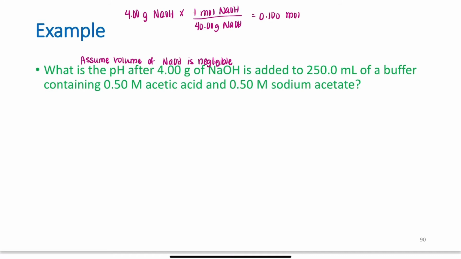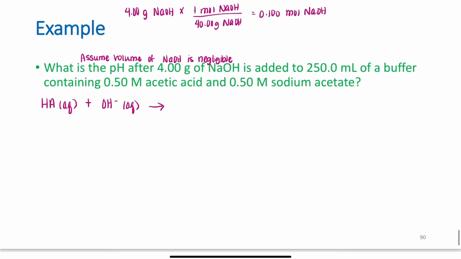0.100 moles of NaOH. Why do I need to do a BCA chart? Because I am adding base to a system that has an acid that is not its conjugate. Therefore, it will undergo a neutralization reaction, which is a BCA table. Since I'm adding base, it's going to react with the acid in the system, in this case acetic acid, but I'm just going to write HA because it doesn't matter what acid it is, plus OH minus to represent the sodium hydroxide, giving me A minus plus H2O liquid.